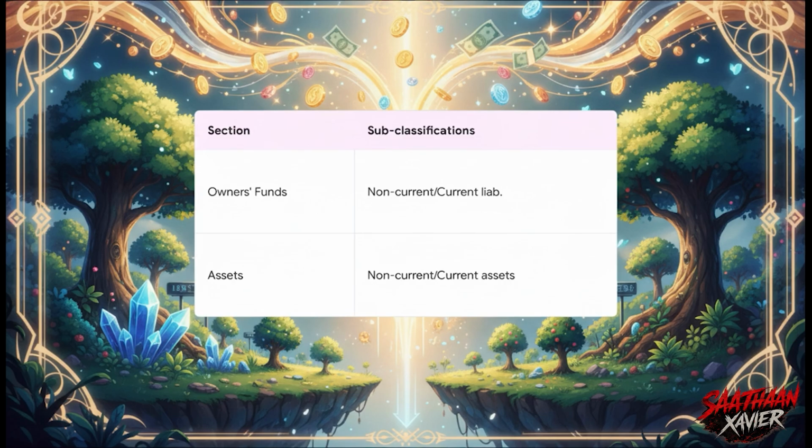Then, right below that, under Roman numeral 2, we have the assets. This is the application of those funds. These are split simply into non-current assets and current assets. It's just a perfect, logical flow of funding moving right into resources.